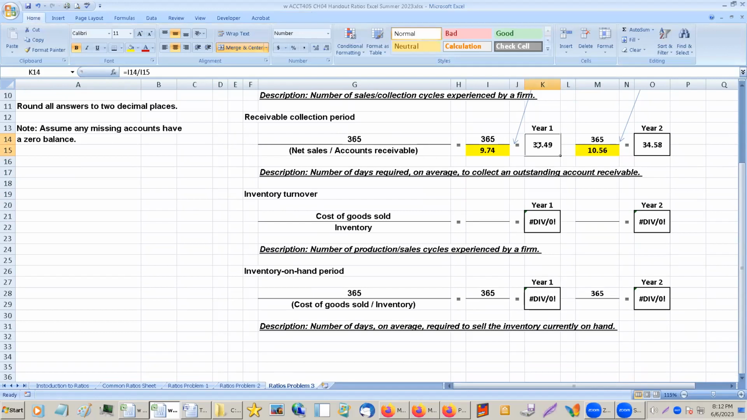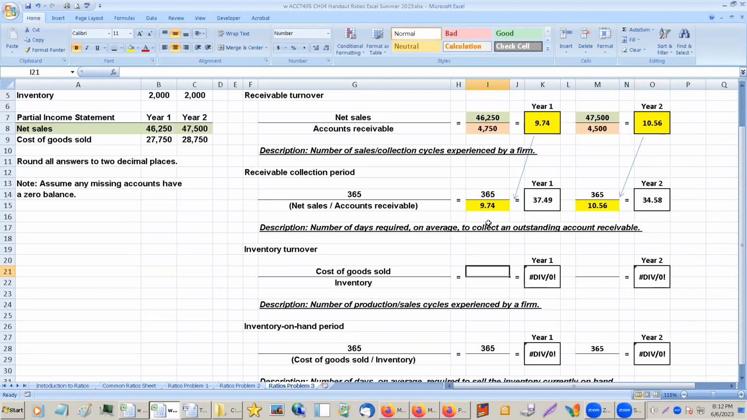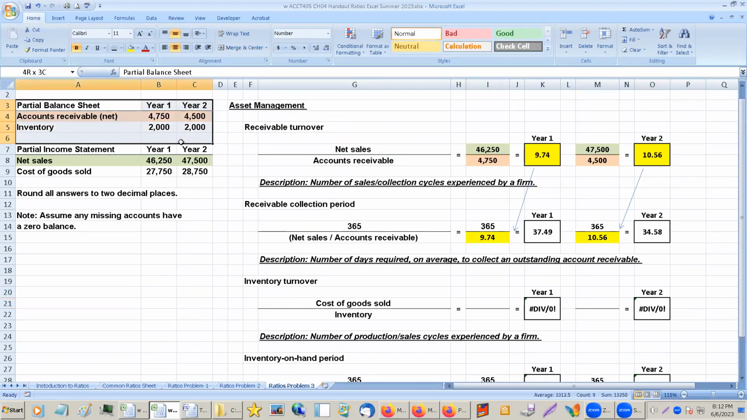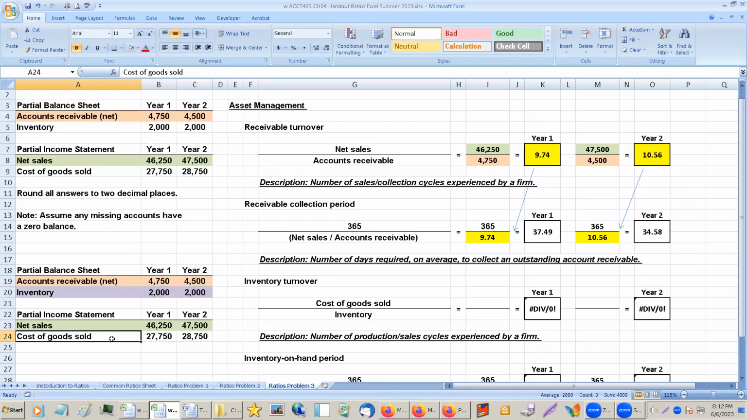So this is how many days it takes to collect the accounts receivable. Year one, it took 37 days, 37 and a half days. And year two, it's down to 34 and a half. So that's good. You're getting money quicker. Okay, coming down here, cost of goods sold.